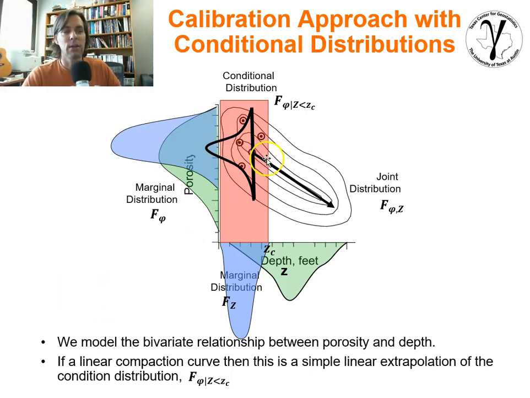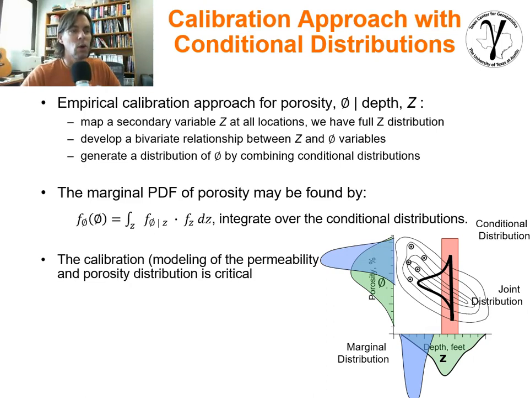So we extrapolate that conditional distribution, then we feed or propagate from the marginal, knowing the density of all of the possible depths, to get to the representative porosity distribution. So we're going through the steps once again. We map the secondary variable for all locations. So now we have the full secondary data distribution in green. We develop the bivariate relationship between the secondary and the primary data, depth and porosity. And we generate the more representative distribution of the primary, porosity, by combining all the secondary distributions.